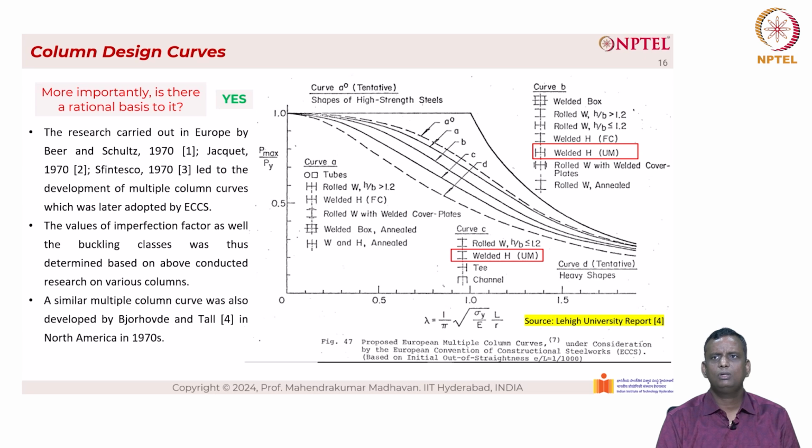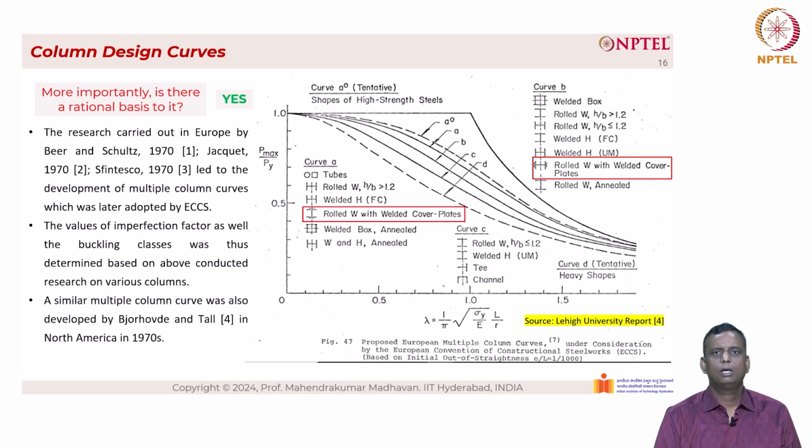Next, we'll talk about welded H UM versus welded H UM. Both of them are the same manufacturing process, except that the one in curve B is buckling about major axis, whereas the one in curve C is buckling about minor axis. As discussed previously, the major axis buckling will be giving higher load carrying capacity due to favorable residual stress compared to the one with minor axis buckling.